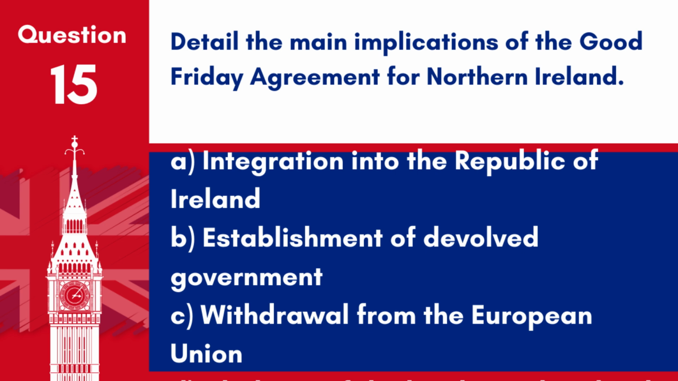Question 15. Detail the main implications of the Good Friday Agreement for Northern Ireland. A. Integration into the Republic of Ireland. B. Establishment of devolved government. C. Withdrawal from the European Union. D. Abolition of the border with Ireland.